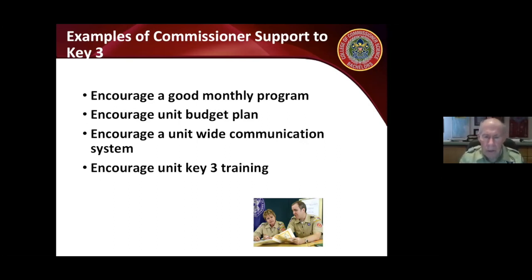Again, this has been mentioned earlier today, but all of our leaders, particularly our key three, need to be trained in their position. Knowing what is going on is key to their success.